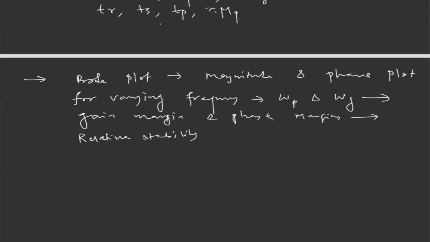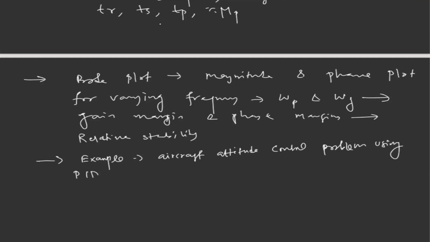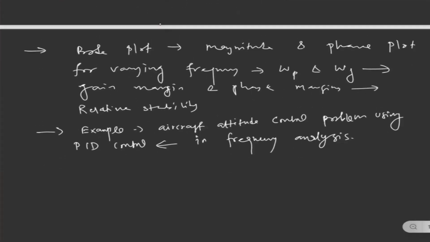Then we have concluded with an example on the aircraft attitude control problem using PID control. Here we have used the frequency analysis concept. So these are the contents we have discussed in the first half of the lecture in the classical control part.